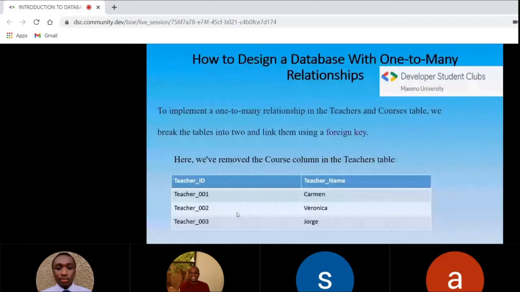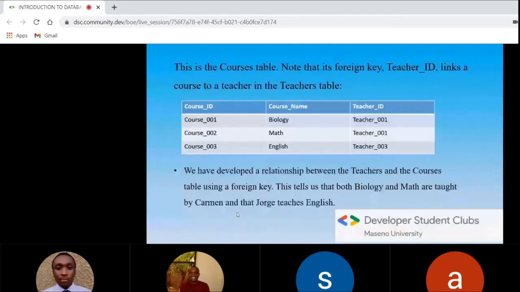Faced with such a situation, this is what we should do. To implement a one-to-many relationship in the teachers and the courses table, we break the tables into 2 and link them using a foreign key. For example, we have removed the courses column in the teachers table. So we have only the teacher ID and the teacher name. So that's the information about the teacher. Then we have a courses table where we will have the course ID, the course name, and the teacher ID. Now the teacher ID is the foreign key, which is a primary key in the teachers table. I hope that's clear for everyone.